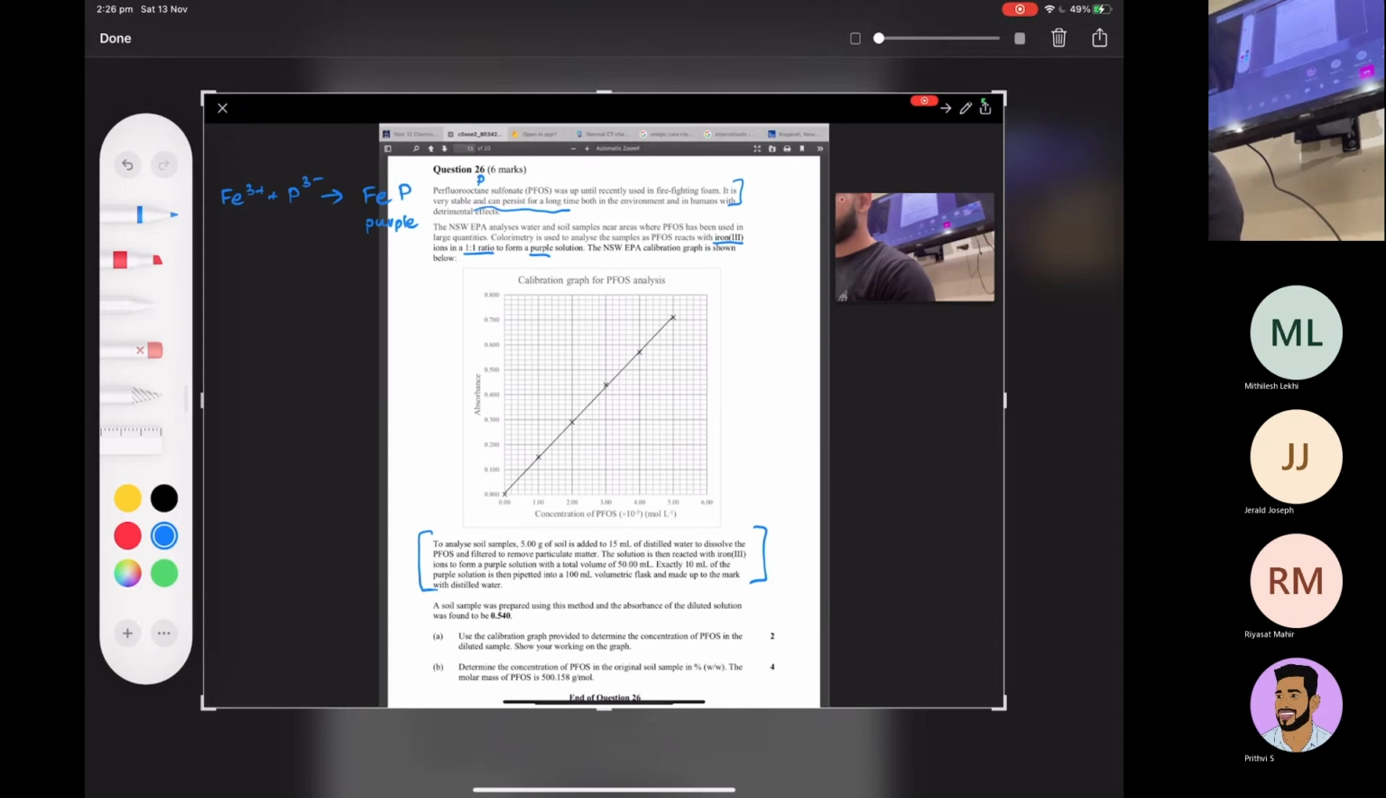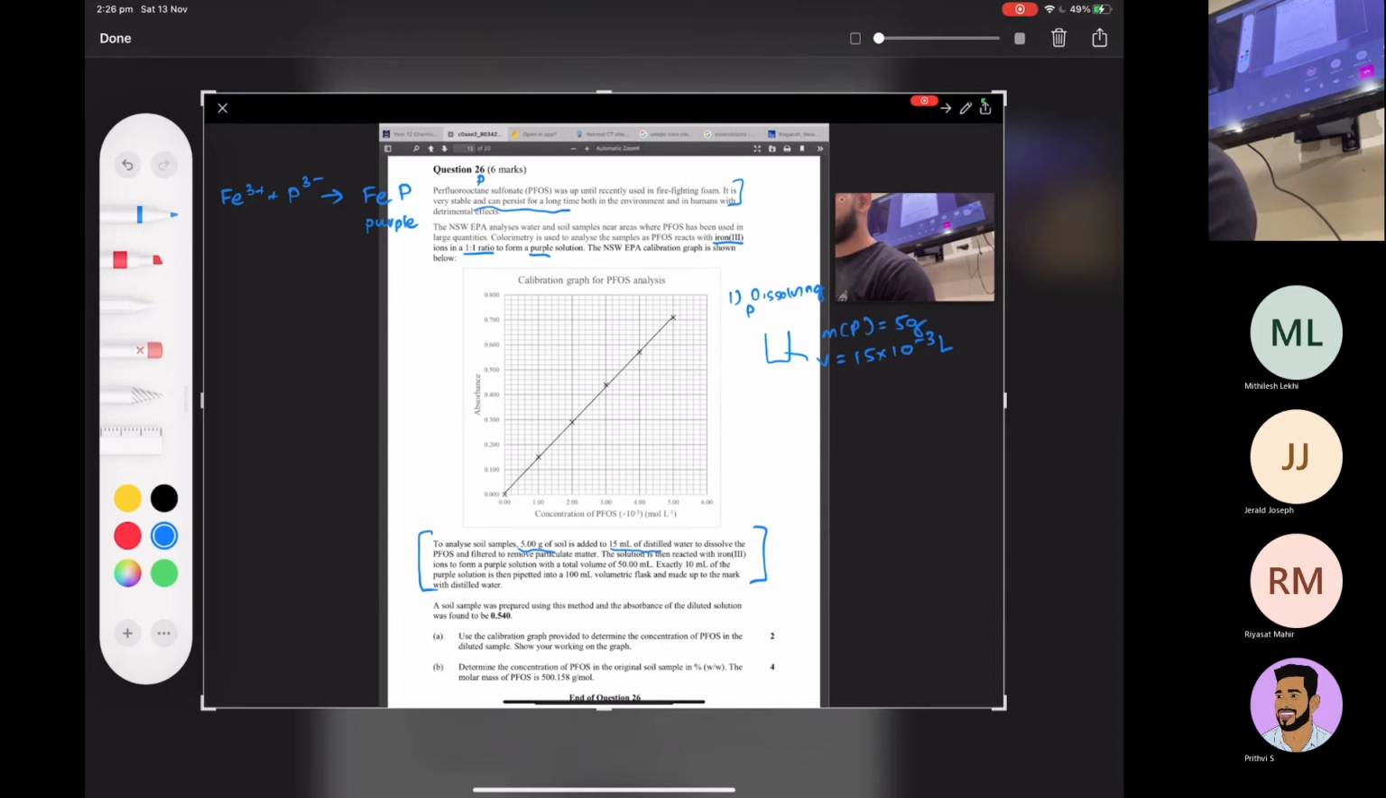So what's happening? Number one, 5 grams of soil is added to 15 ml of distilled water. So first, we're going to call it step 1, dissolving P. And what did we do? We had a beaker that had how much? Volume equals 15. And how much P did we add?